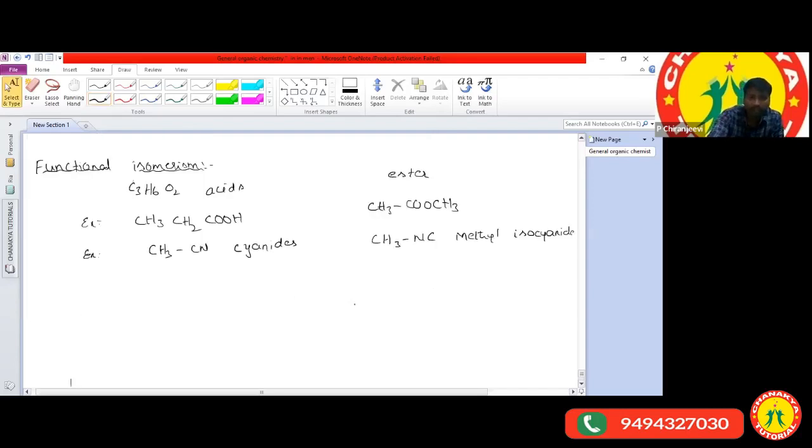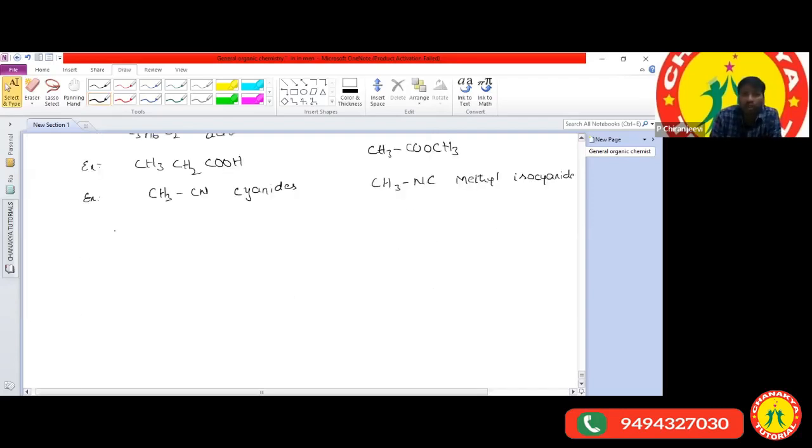Next, we have some other examples also. What are the other examples? One is alcohols, aldehydes. Before that, here we can take aldehydes. Aldehyde we can write as CH3-CH2-CHO. Can anyone tell me the IUPAC name of the given compound? CH3-C double bond O-CH3.